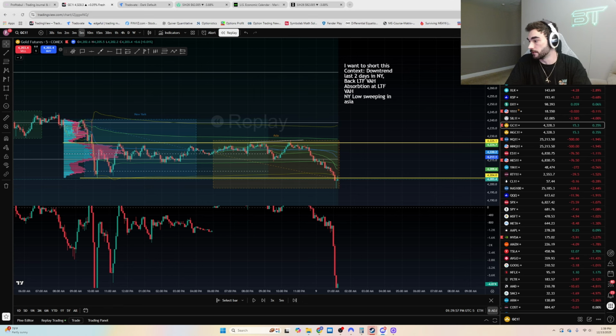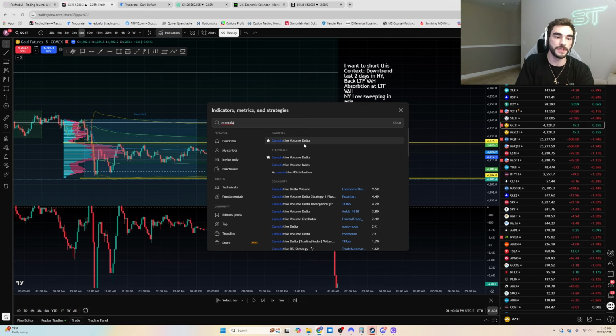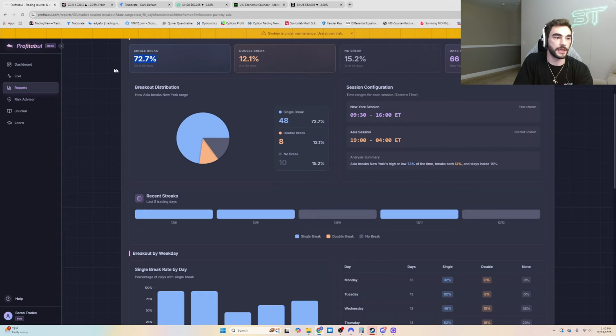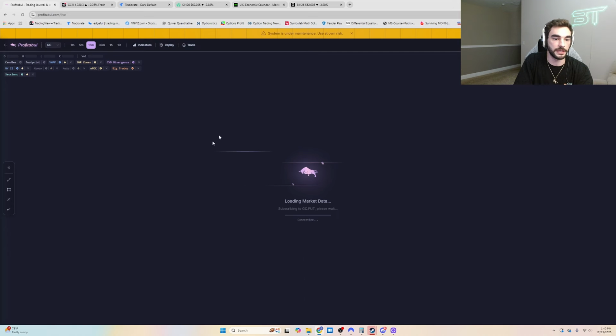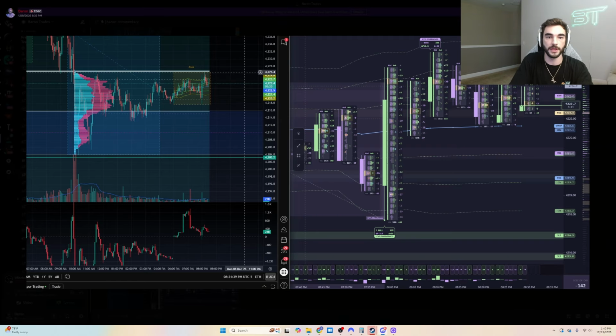I'm going to read through the chat really quick. What's the CVD indicator? It is cumulative volume delta on TradingView. If you're using Profitable, there is a CVD indicator built in here. The system's under maintenance right now, but let me see if I can show that. Yeah, it's in here. So this will label out CVD divergences for you.